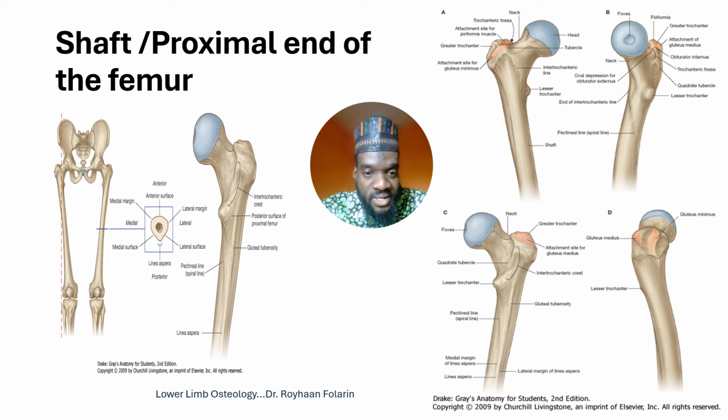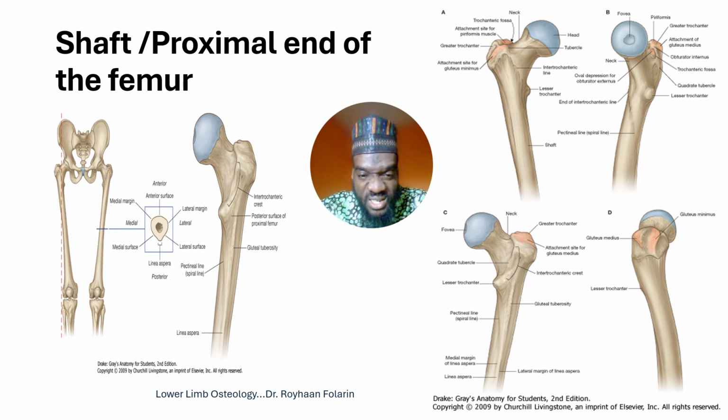Okay, and then because you then have a relatively smooth expanse between the medial margin and the linea aspera or the posterior part, the entirety of this area is referred to as the medial surface. So it has an anterior surface, medial surface, and then a lateral surface. Okay, that's in the cross section of the femur.